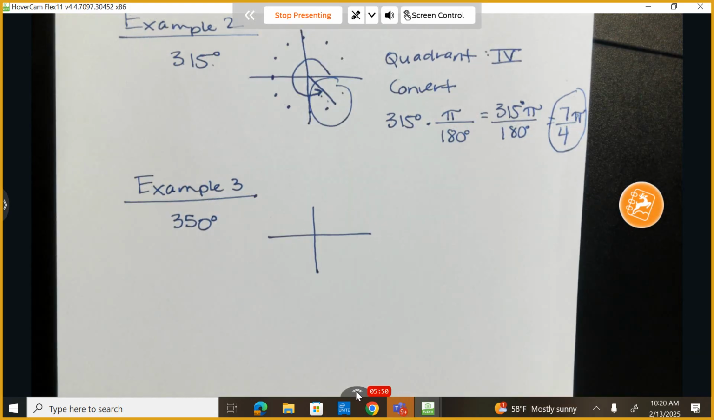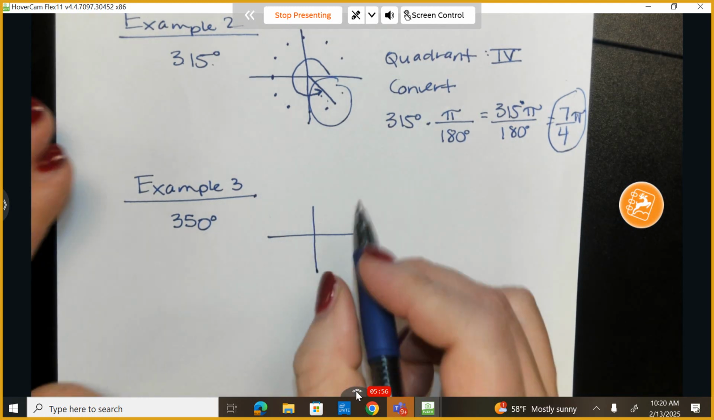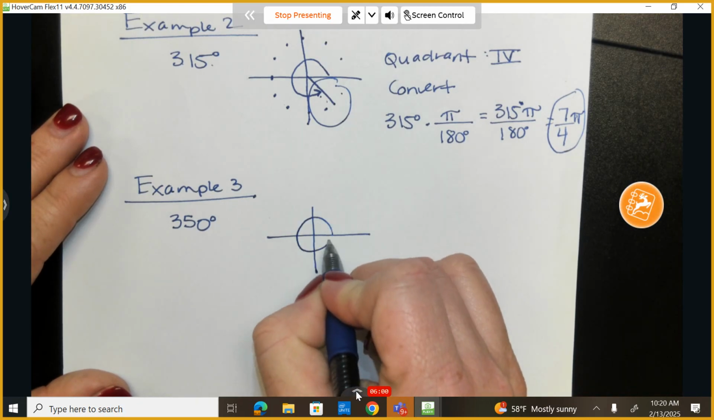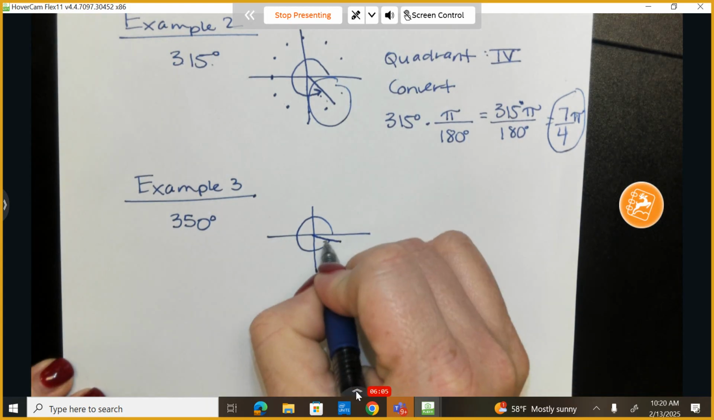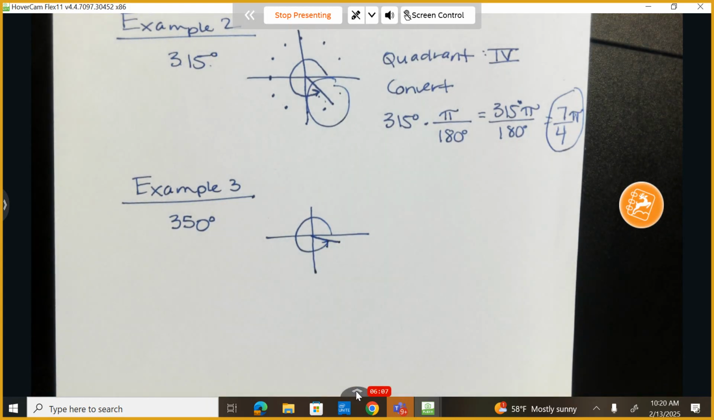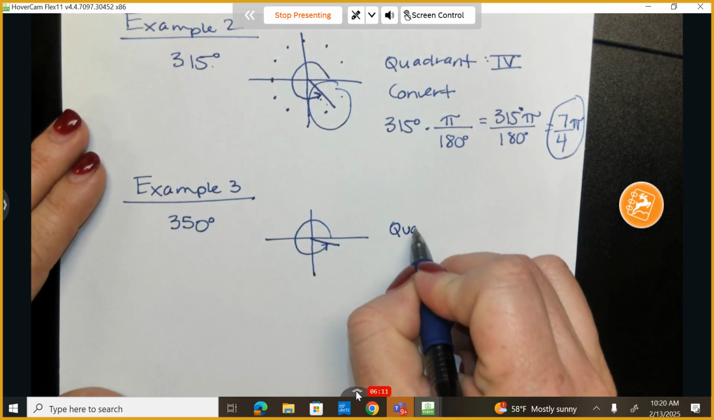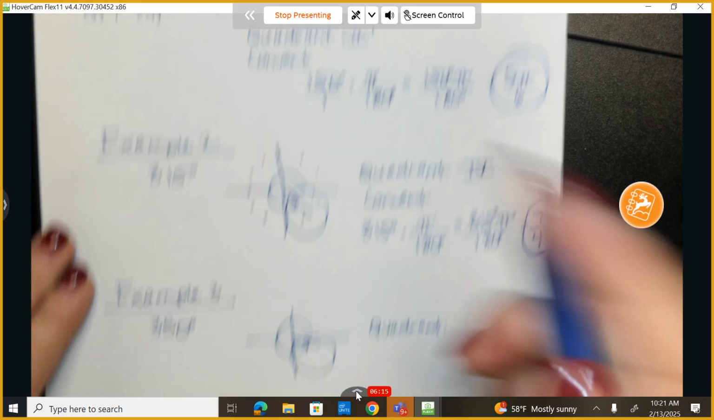So 350 is not one of those memorized angles, and that's why it's so confusing. But one time around, a full revolution, is 360. So I'm going to go all the way around, and I'm going to approximate, like just before it ends, I'm going to stop. That's my terminal angle. Terminal angle is where does it stop? That's my approximation. Okay, the first question then after I draw the terminal angle is which quadrant? This is in quadrant 4.